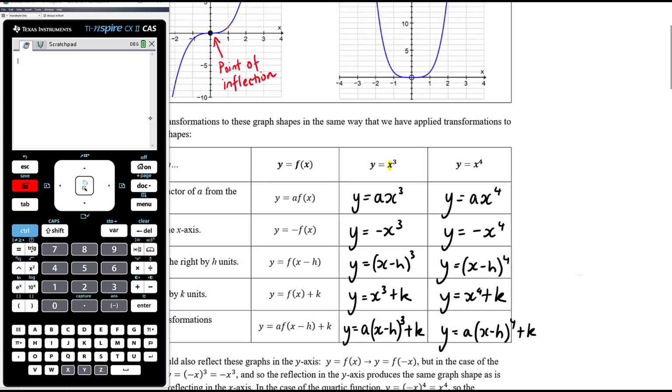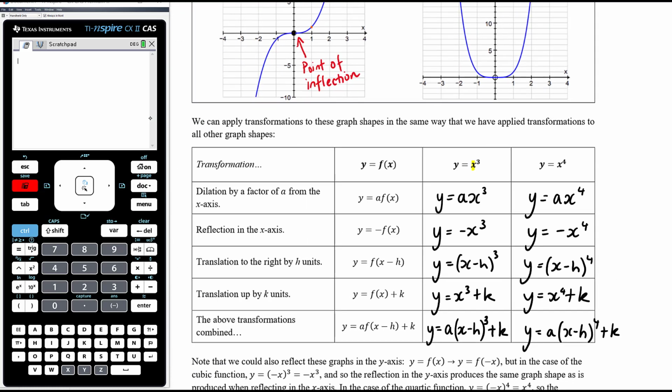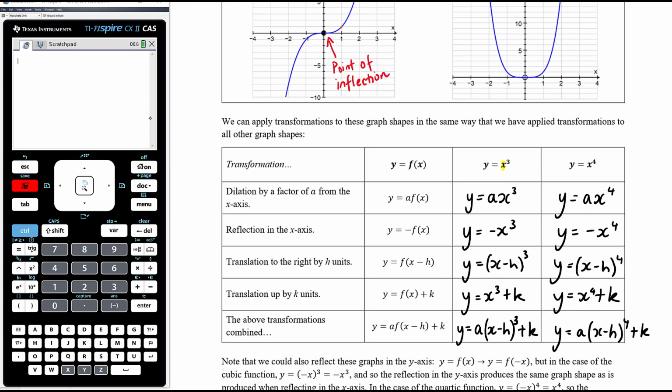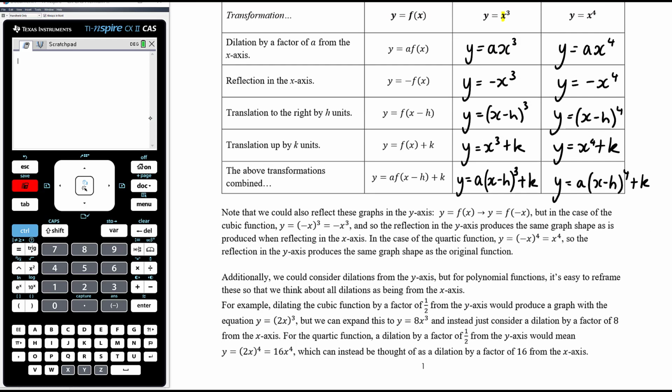So any of those values apart from a, h, or k could be 0, and it's still in turning point or point of inflection form. Now, as we know, we have talked about two other transformations, reflection in the y-axis and dilation from the y-axis.